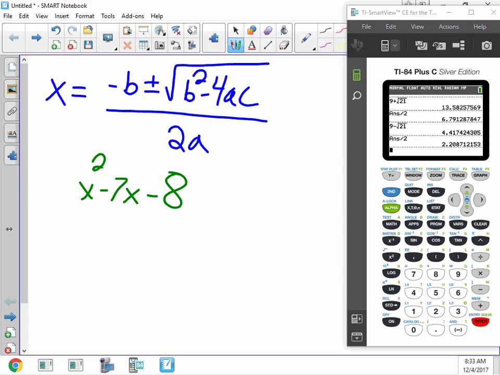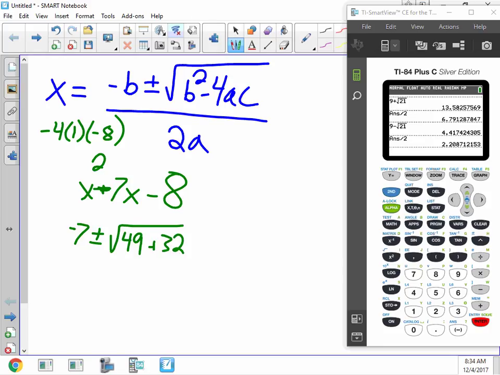What should I write down? The opposite of b, actually let's make this positive 7. The opposite of b is negative 7 plus or minus. What is b squared? 49. And now I need to do negative 4 times 1 times negative 8. What is negative 4 times 1 times negative 8? Positive 32. So I add 32.